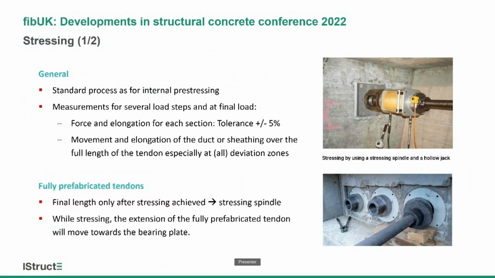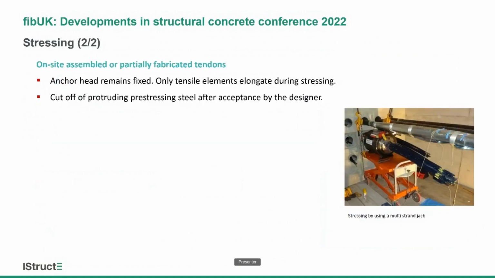For stressing, no major differences to bonded tendons, so I will not go into detail. Maybe some differences once you use fully prefabricated tendons. Important is to know that the final length will only be achieved after stressing. So typically you use these stressing spindles to stress them. And then once you have the final load, you anchor them with a ring nut or using some shim blades to do this.